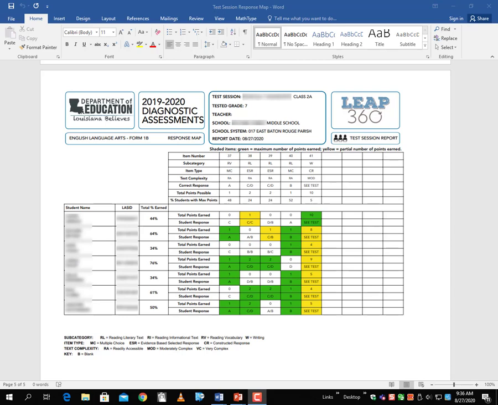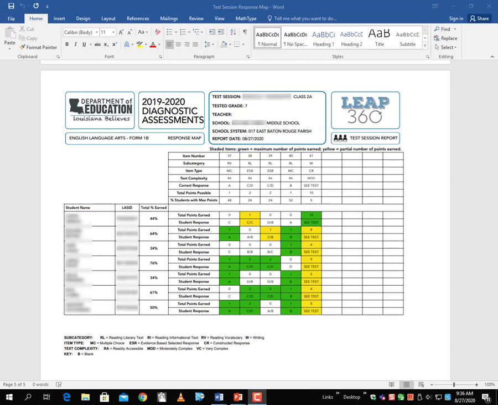I also want to mention that you remember the individual report for the student response map where you had all these items here, the item number, subcategory, item type, text complexity, and so on. So all this is very similar to the individual student response map, except the test session response map lists all of the students. So that is very useful for a teacher to use in planning instruction. So they can see all the students in just one report.